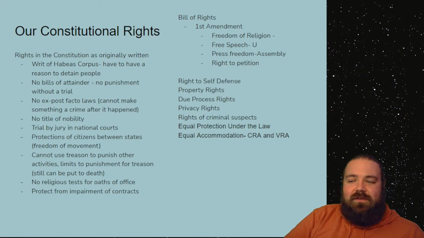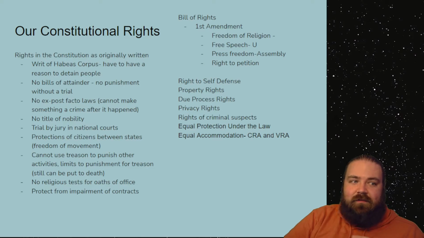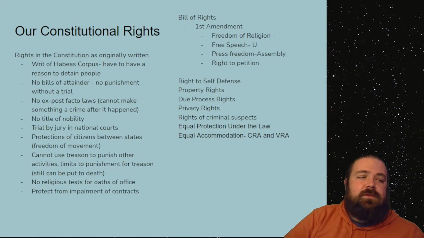They also say that there can't be a religious test for the oaths of office, right? They can't force you to be a certain religion to hold office in this country, which is pretty good. And also that there are extreme protections for contracts, right? There is a lot of protection against the impairment of contracts. The government can't get in the way of contracts. We get to make contracts among the people very heavily in this country, right? That is a protected right in this country, in the original version of the Constitution.